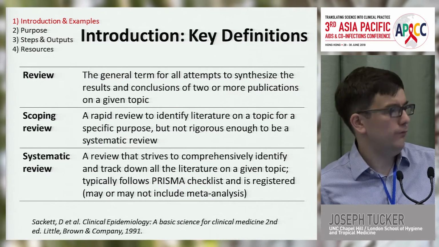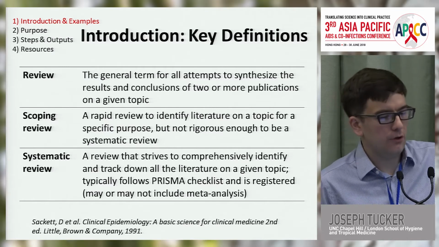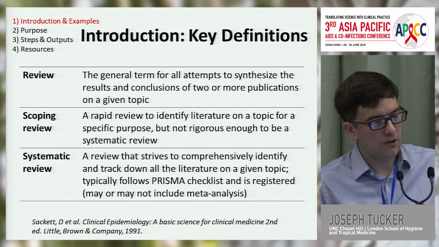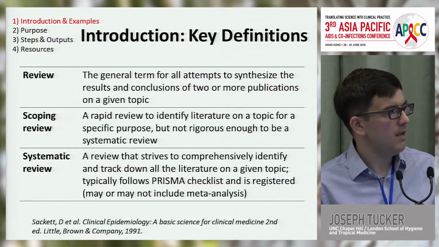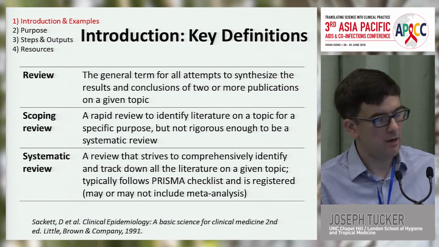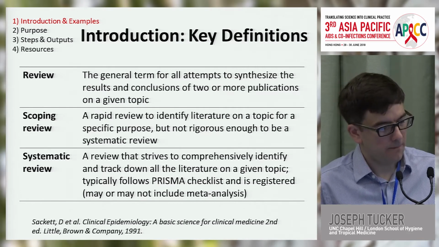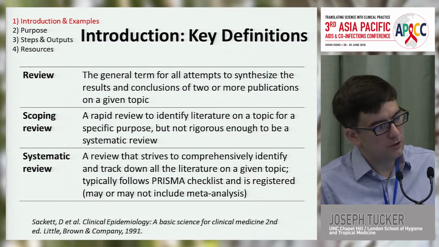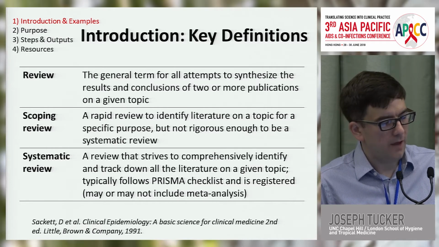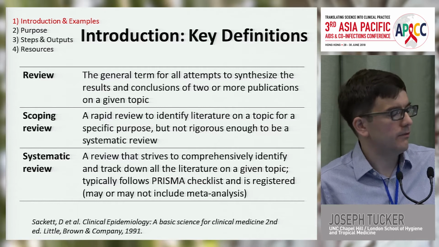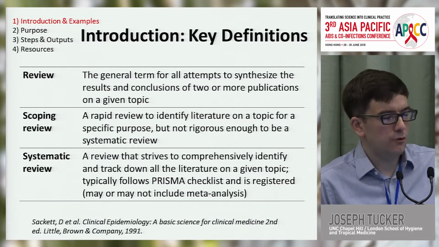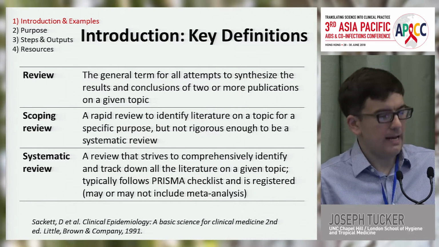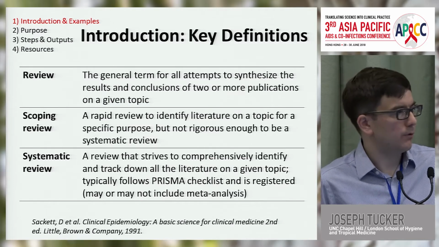So first, we'll talk a little bit about some definitions here. What is a review? A review is a general term for any kind of synthetic production of results and conclusions where you take more than one publication and synthesize the evidence. A scoping review is a slightly higher degree of evidence, or in terms of hierarchy of evidence. It's a rapid review to identify the literature on a topic for a specific purpose, but it's not rigorous enough to be a systematic review.